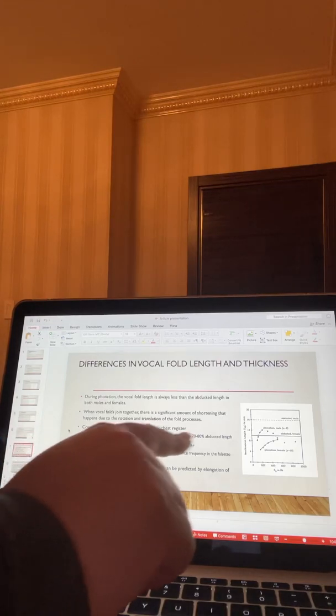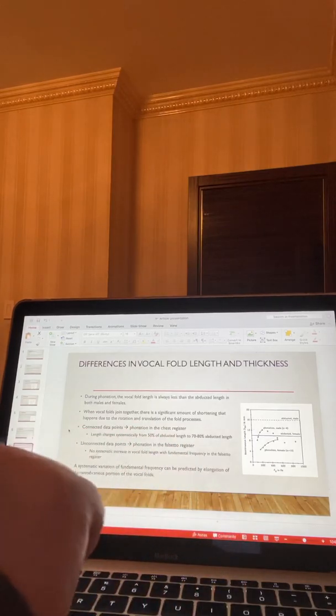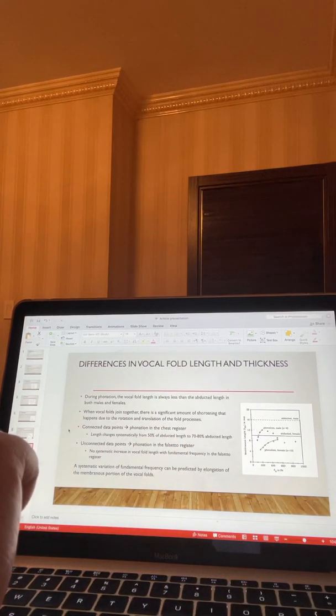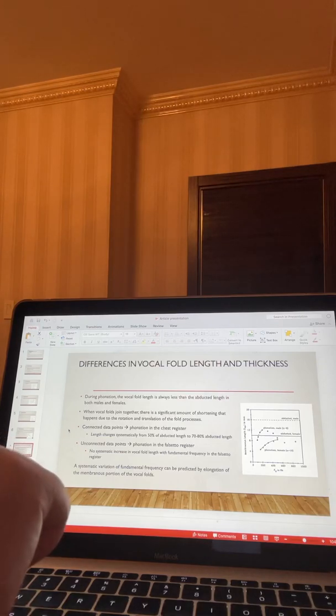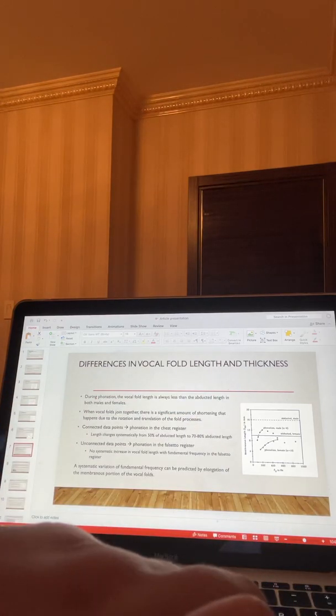In the unconnected data points, which is here, the phonation in the falsetto register, there is no systematic increase in vocal fold length with fundamental frequency. A systematic variation of fundamental frequency can be predicted by elongation of the membranous portion of the vocal folds.